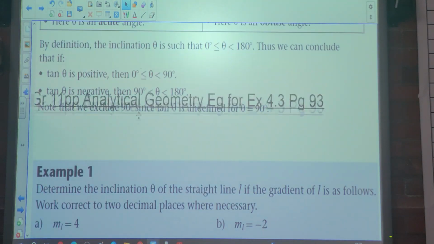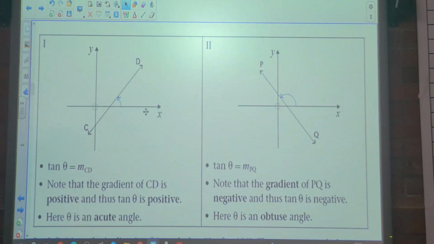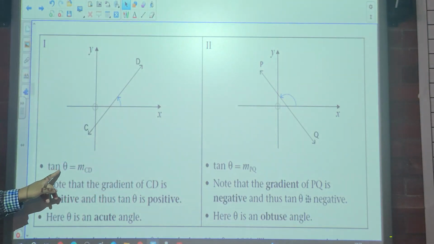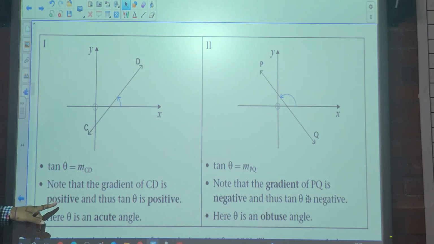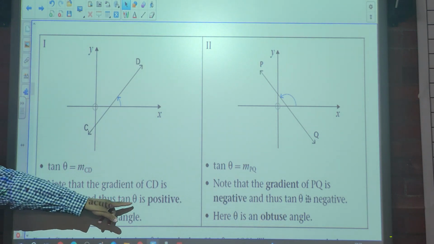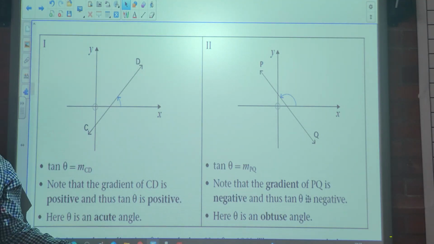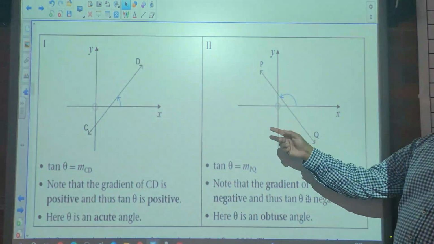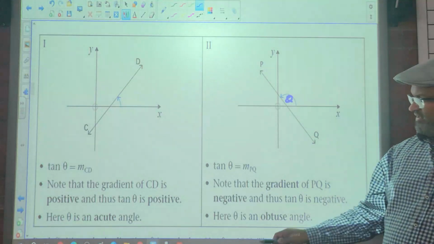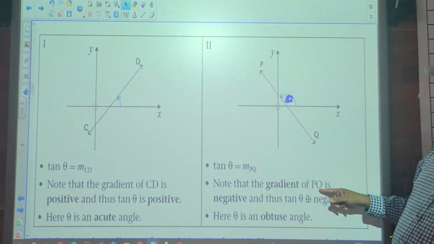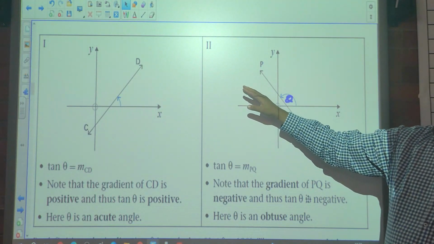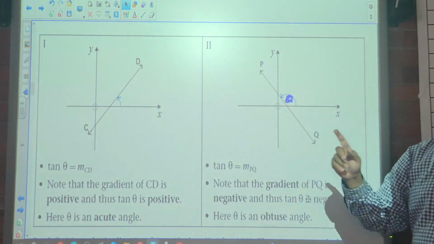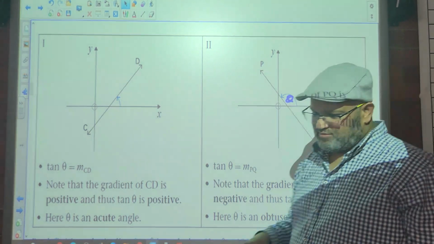So let's look at the application of this. Just something to note at this point is that this will be a positive angle. Here we are told that tan theta is equal to the gradient of CD. Note that the gradient of CD is positive and thus tan theta is positive. Here theta is an acute angle. Acute angle means an angle less than 90 degrees. On this side, this is your theta angle, of course, tan of theta is equal to the gradient of PQ. Note that the gradient of PQ will be negative. Why? Because it's a decreasing function. Here, theta is an obtuse angle, which means it's greater than 90 but less than 180. Okay.